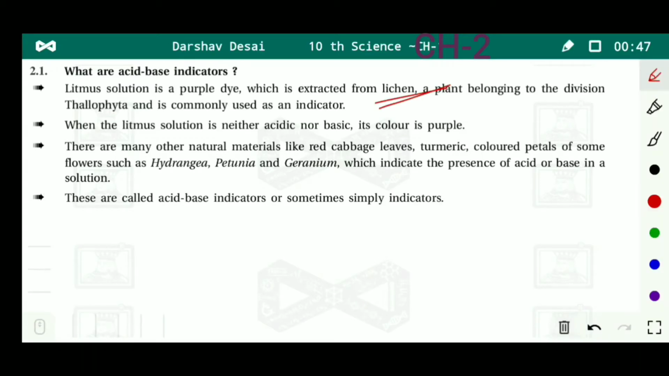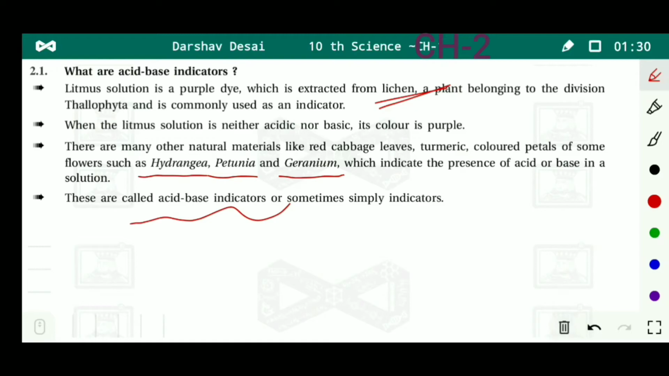There are many other natural materials like red cabbage leaves and turmeric. Turmeric is also a natural indicator. Colored petals of some flowers such as hydrangea, petunia, and geranium indicate the presence of acid and base in solutions. These are called acid base indicators, and sometimes simply indicators.